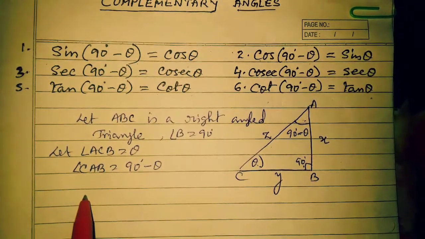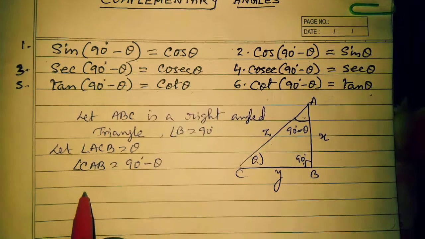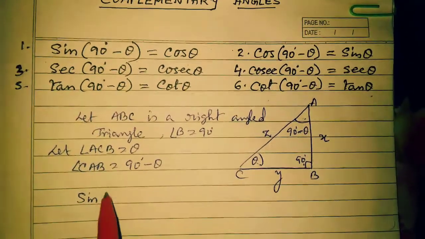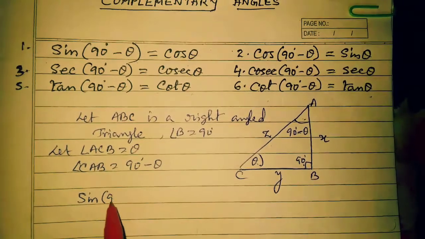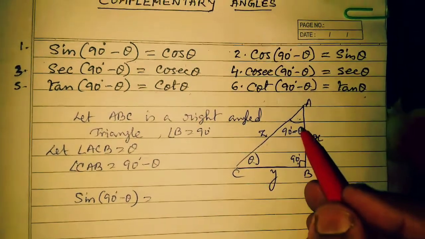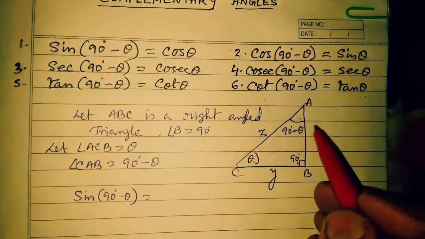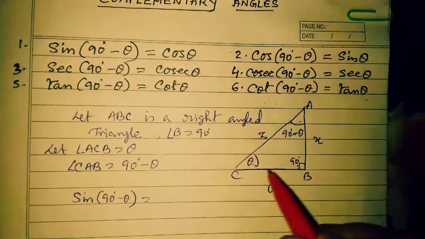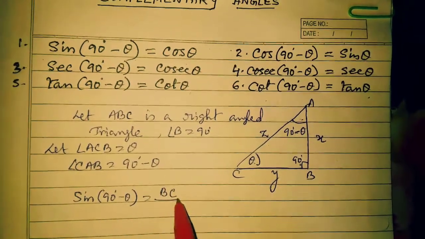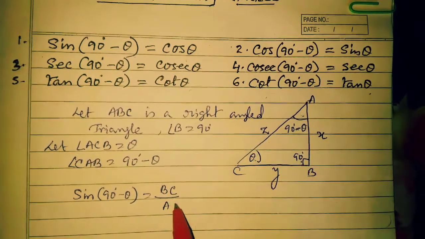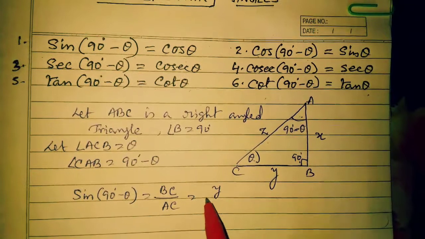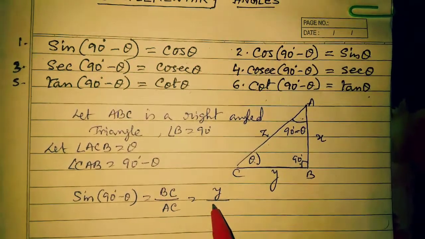We'll find out first the sine of 90 minus theta. So sine of 90 minus theta means which angle? This angle. Then BC will be the perpendicular, and the hypotenuse will be AC. So what is BC? BC is y, and AC is z.